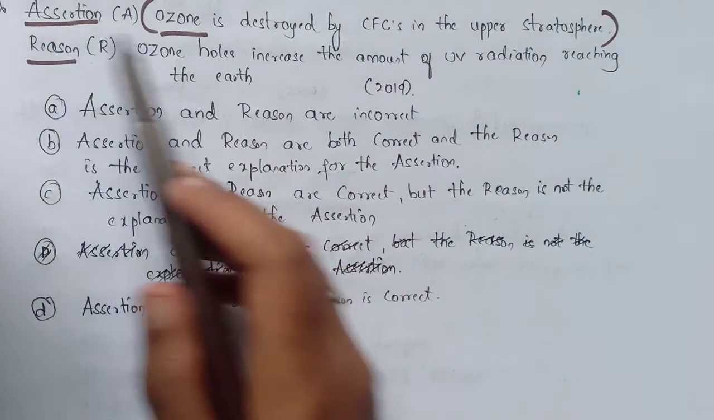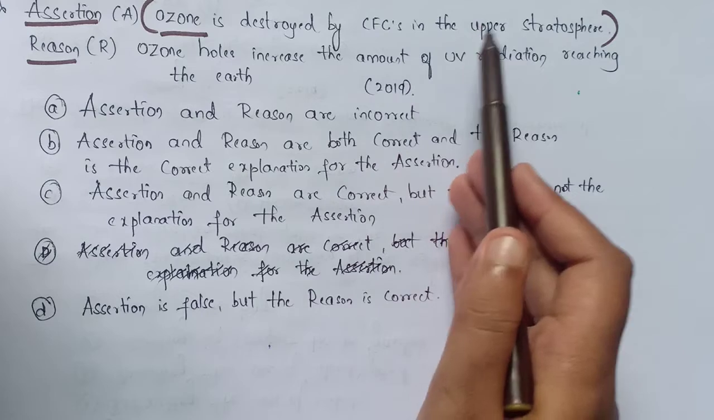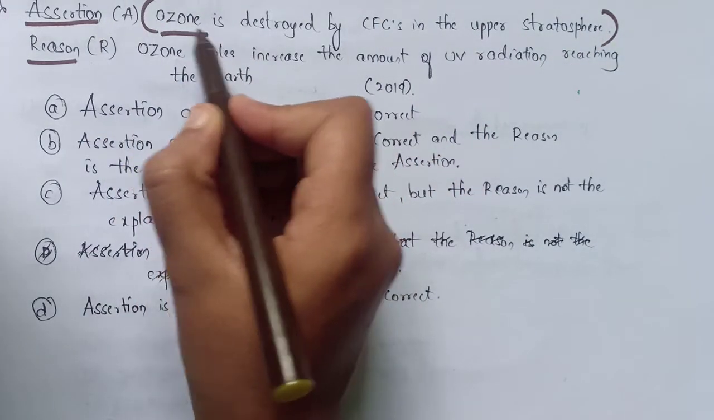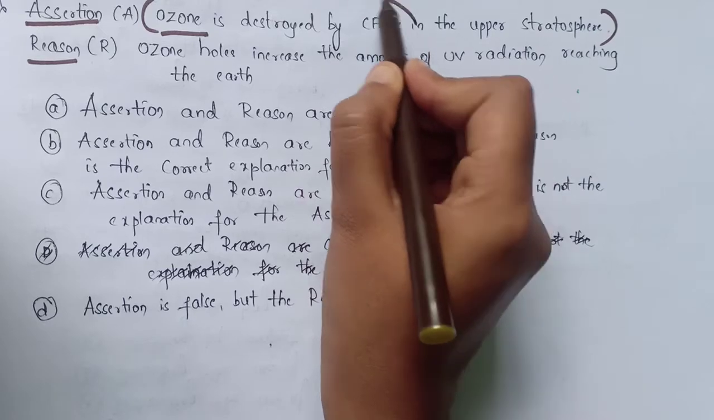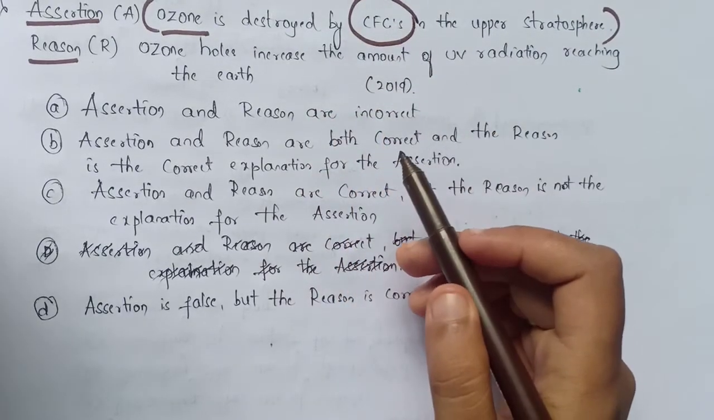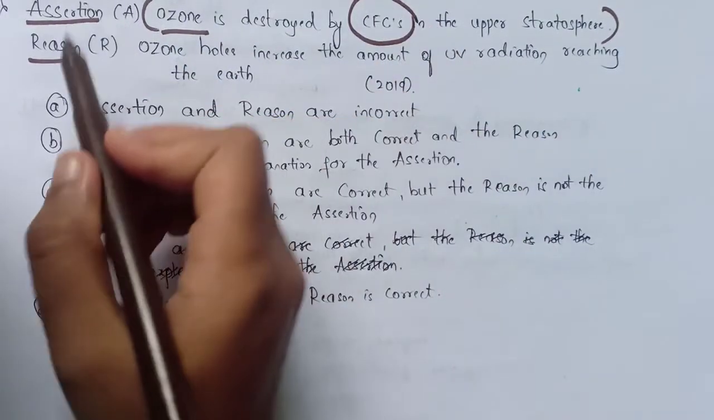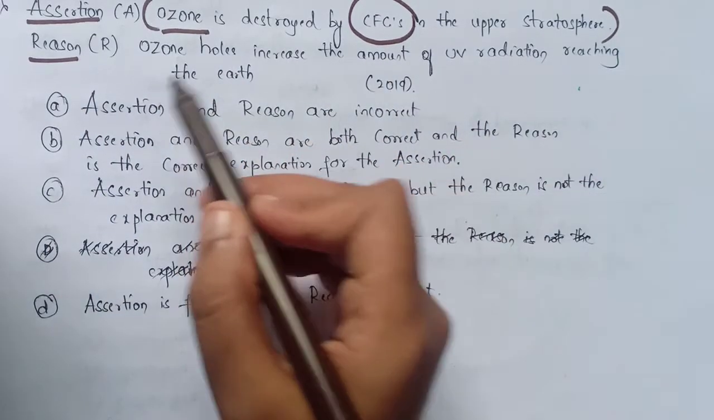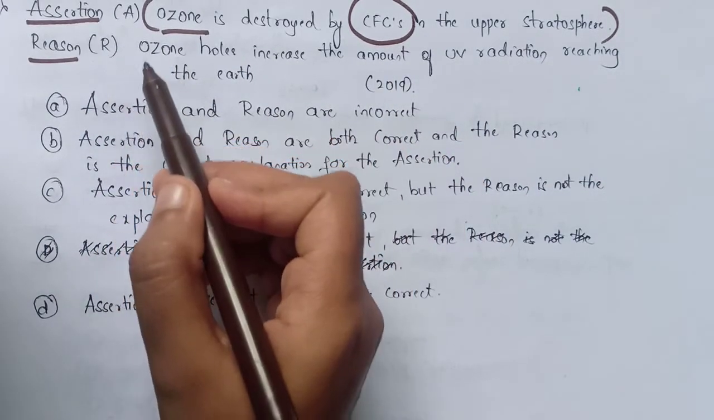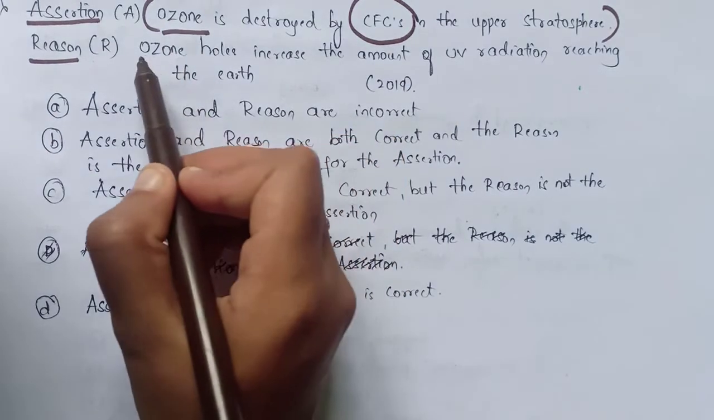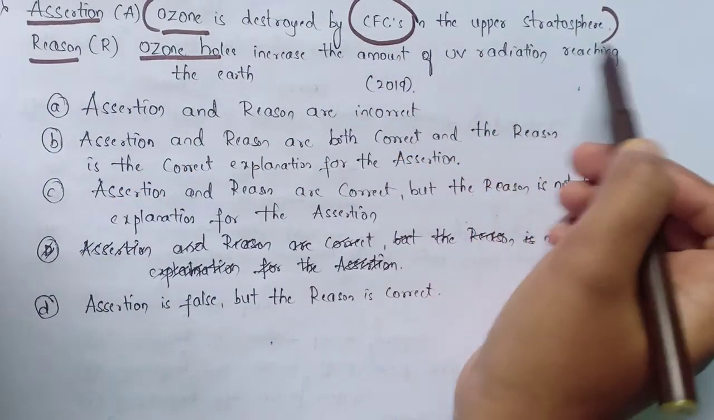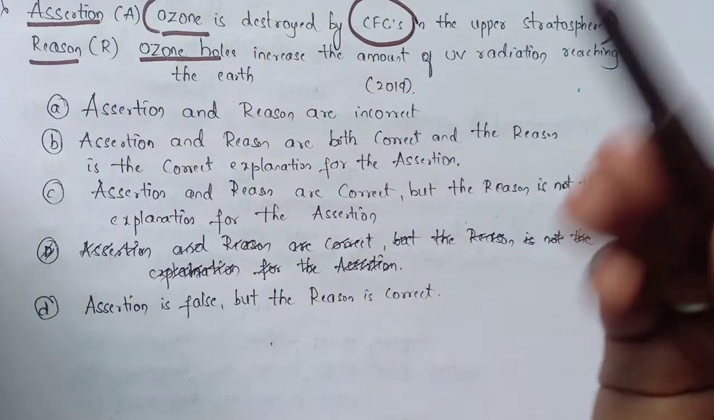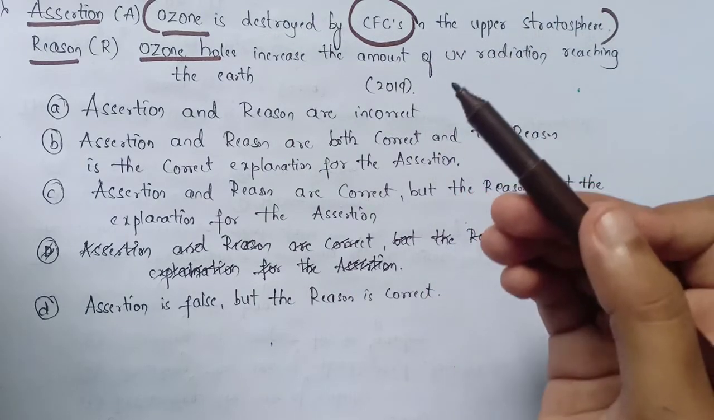Now coming to the assertion, ozone is destroyed by CFCs in the upper stratosphere. Yes, the assertion is correct. Why? Because ozone is destroyed by chlorofluorocarbons. So the assertion is correct. While coming to the reason, ozone holes increase the amount of UV radiation reaching the earth. It is also a correct reason. But it is not the correct explanation of the assertion.